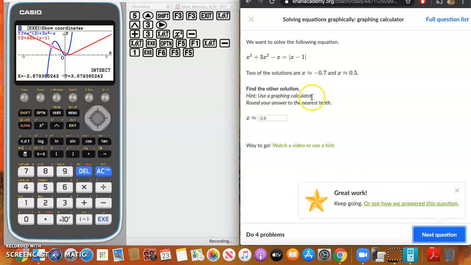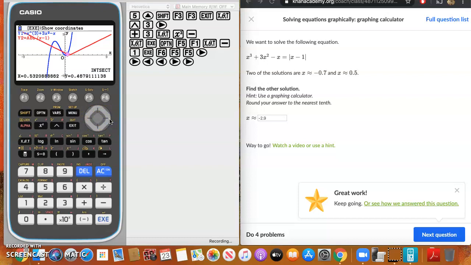If you wanted to look at the other two values of x, all you have to do is just press the right arrow two times. Once, and you'll see the negative 0.7, and then press it again, and you'll see the 0.532. Again, you can go back and forth here if you want. You can keep going back and forth. And that'll take you back to your previous zeros.